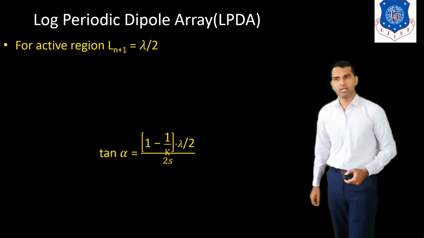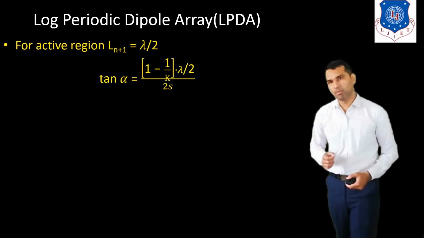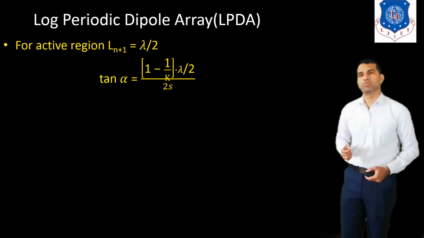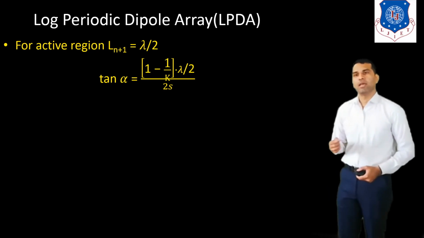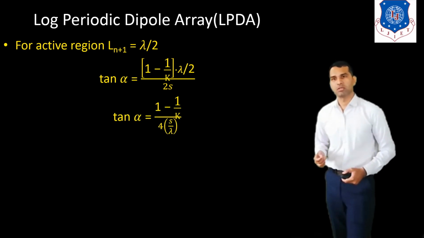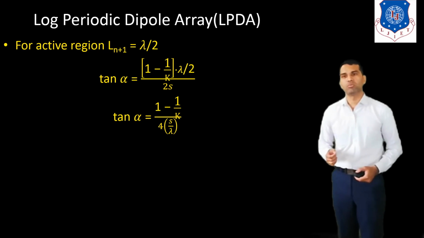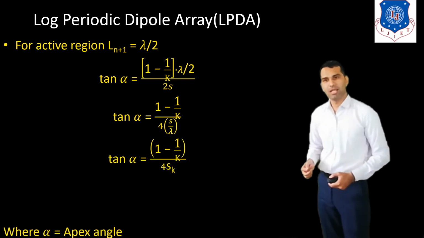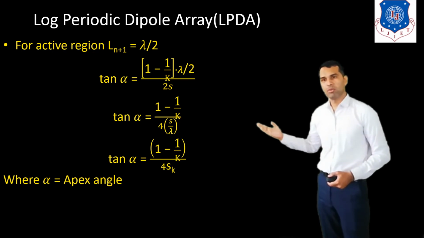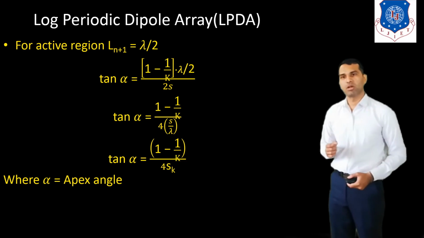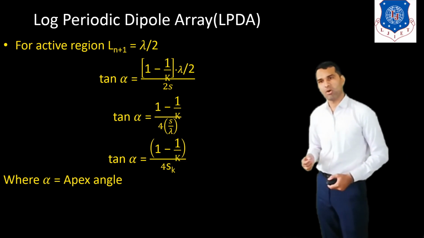For the active region, L(n+1) is equal to lambda by 2. So we can write tan alpha is equal to (1 minus 1/k) upon 2s, with L(n+1) equal to lambda by 2. So we get tan alpha is equal to (1 minus 1/k) upon 4s by lambda. Normally we can write this equation as tan alpha is equal to (1 minus 1/k) upon 4 sigma.